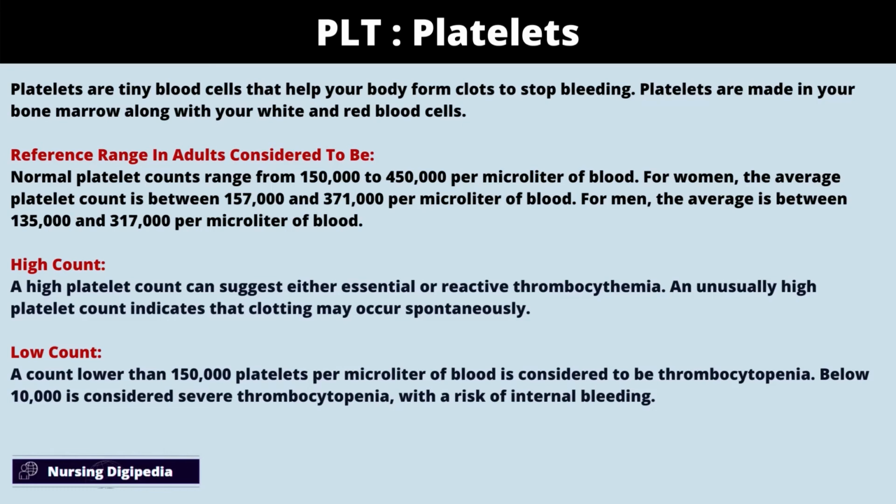A high platelet count can suggest either essential or reactive thrombocythemia. An abnormally high platelet count indicates that clotting may occur spontaneously. A count lower than 150,000 platelets per microliter of blood is considered to be thrombocytopenia. Below 10,000 is considered severe thrombocytopenia with a risk of internal bleeding.